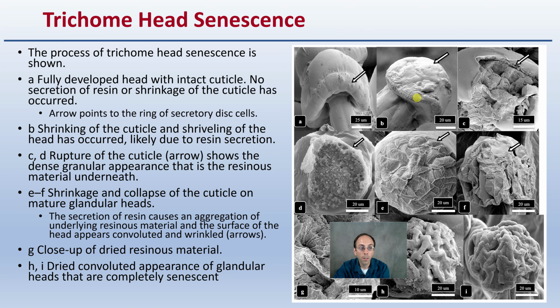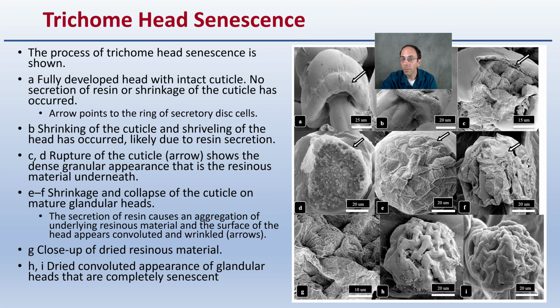B is looking at this shrinking of the cuticle and shriveling of the head that has occurred, likely due to the resin secretion. C and D here, the rupture of the cuticle, right where the arrow is indicating here and here, shows the dense glandular appearance that is the resinous material underneath. E through F, the shrinkage and collapse of the cuticle on the mature glandular heads, and this is caused by the aggregation of the underlying resinous material, with the surface of the heads appearing convoluted and wrinkled right where those arrows are pointing. And a close-up of the dried resinous material right here.